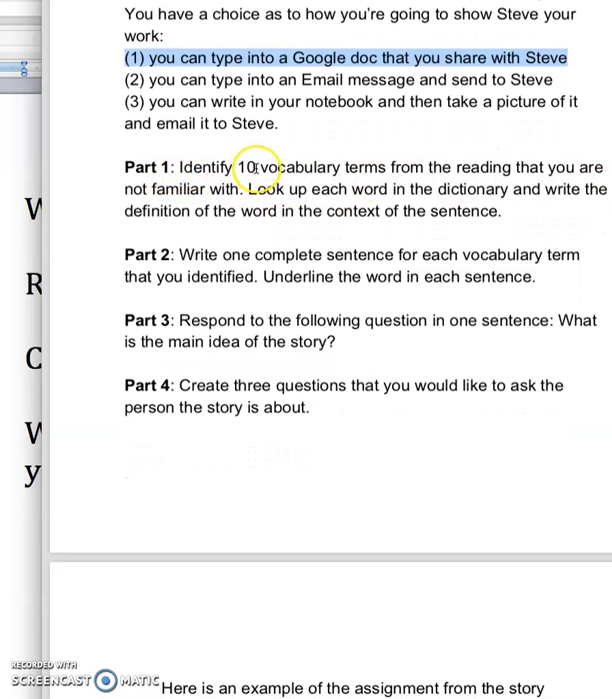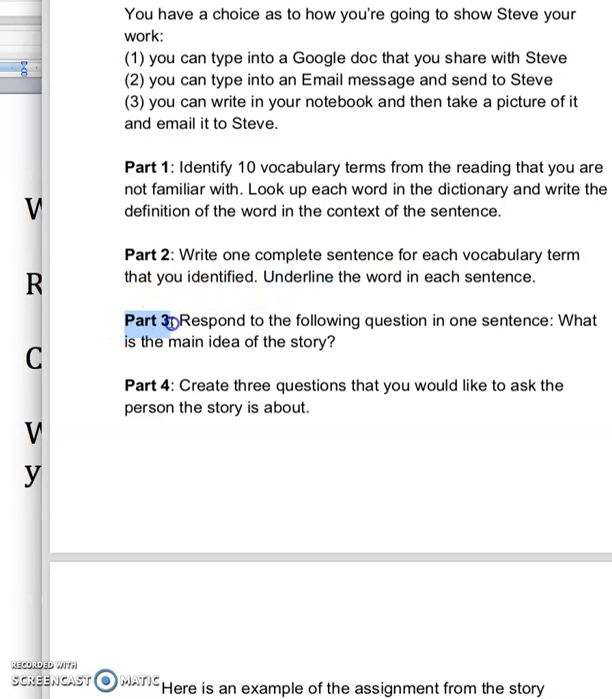First one looks at vocabulary. These are new words, new terms. I want you to identify and choose 10, look them up, and write the definition down for each one of those words and how it is being used in the sentence. Then for part 2, write 1 complete sentence for each of the words that you chose from part 1. Please underline the word in each sentence.